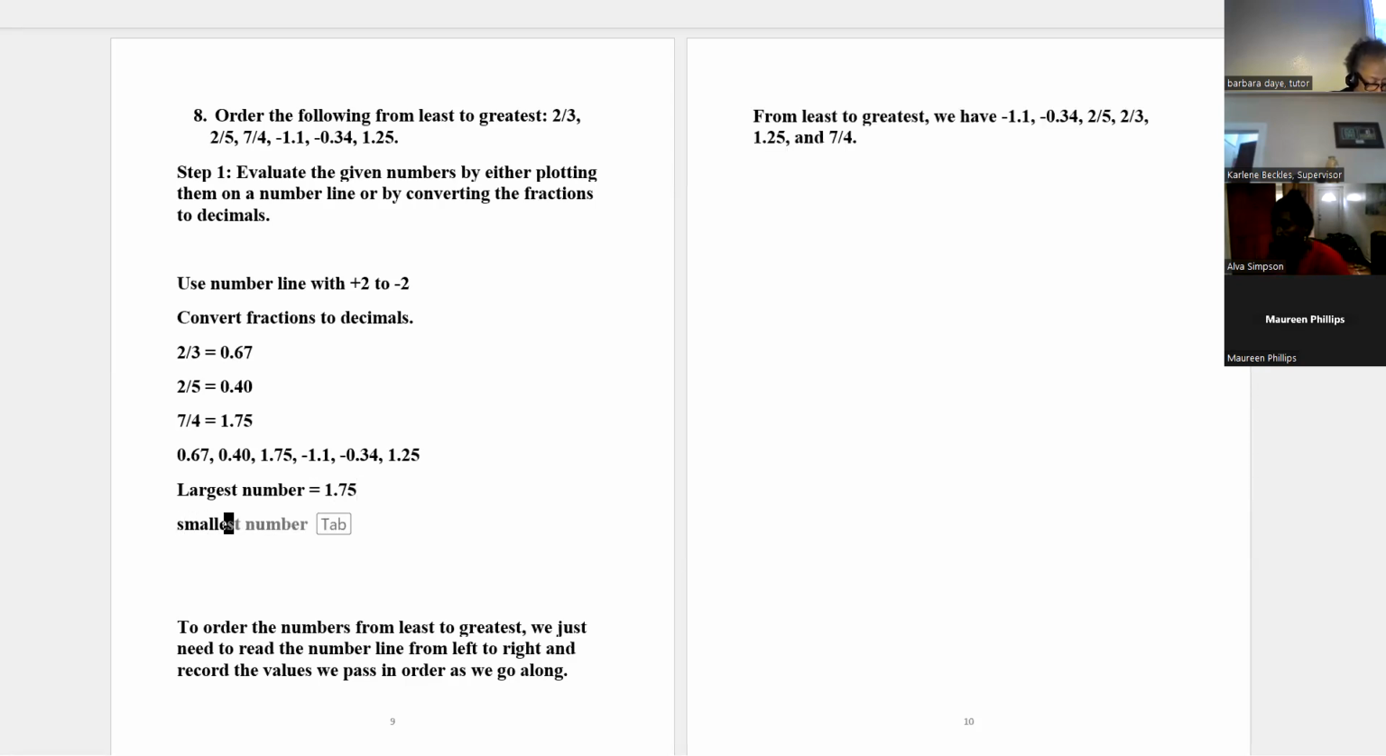Smallest, Alva, what's the smallest number? I would say the smallest number is 0.34. The smallest, remember negatives, the bigger it is, the smaller it is. So what's the smallest number?